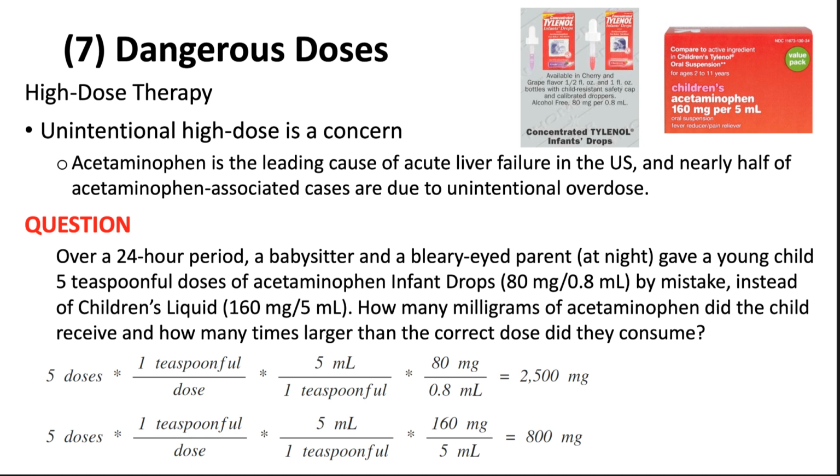All right. The last part of this question wanted to know how many times larger than the correct dose they consumed. To calculate that, we simply take the amount that they did receive, which was 2,500 milligrams, divided by what they should have received, which was 800 milligrams. We see that this child in that 24-hour period received 3.125 times the correct dose. Essentially, they had a threefold overdose of acetaminophen, which can certainly cause some health risks for the child.